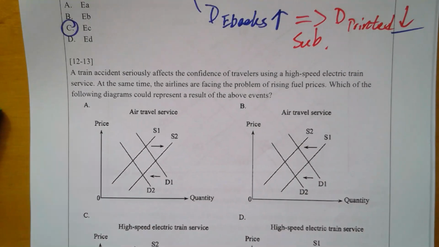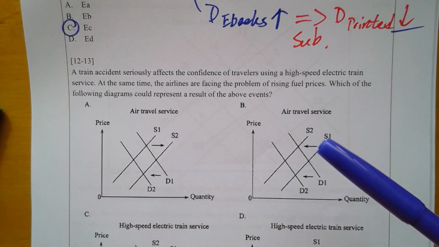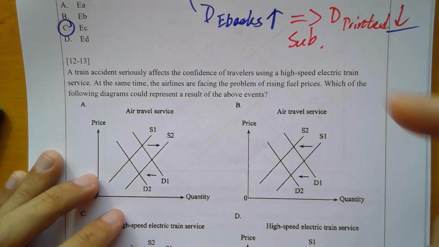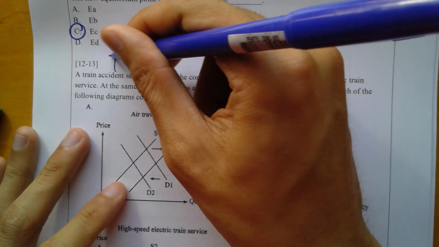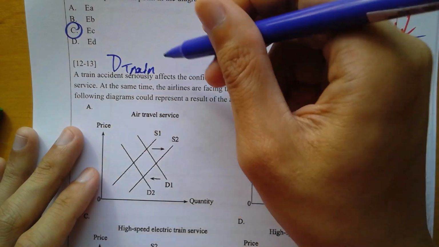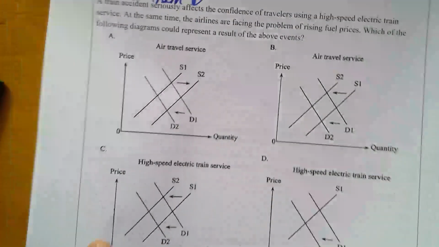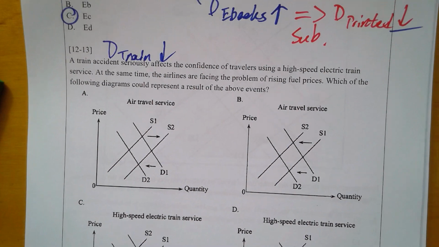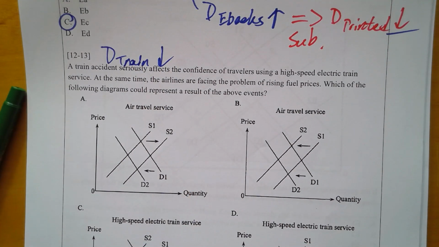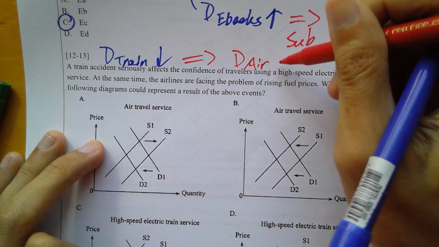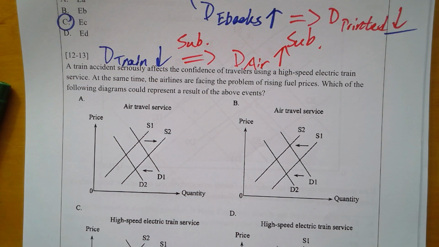Now next one. Train accident affects the confidence using high-speed electric train. So this one, train accident, demand for train would decrease. Now, but also think about it. We have both train and air service. When demand for train decreases, how would it affect the demand for air service? I think you already know the answer. Increase. Reason simple. Because they belong to substitute relationship.